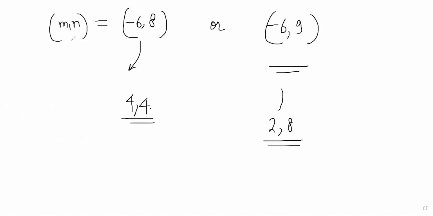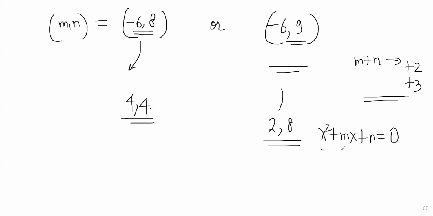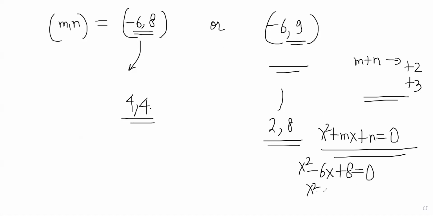So you can check that these are the two pairs of values of m and n which work out: minus 6 and 8, and minus 6 and 9. When you have this situation, then m plus n, which is basically either a plus 2 or a plus 3, is a root of x squared plus mx plus n equal to 0. If you think about it, x squared plus mx plus n is going to be x squared minus 6x plus either 8 or x squared minus 6x plus 9.